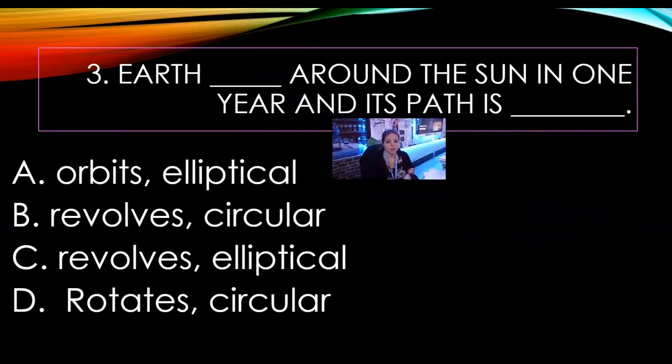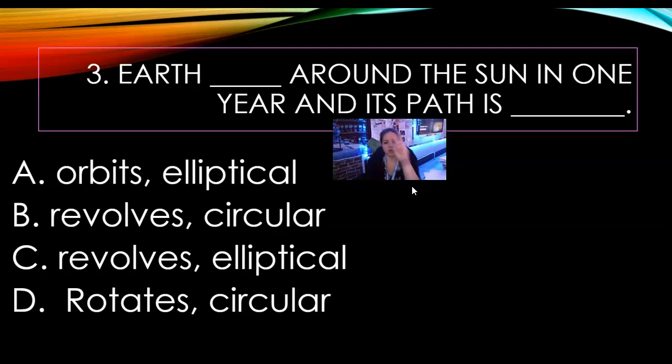All right. Earth blanks around the sun in 1 year, and its path is blank. So Earth orbits around the sun in 1 year, and its path is elliptical. Earth revolves in 1 year, and its path is circular. The Earth revolves around the sun in 1 year, and its path is elliptical, or Earth rotates around the sun in 1 year, and its path is circular.